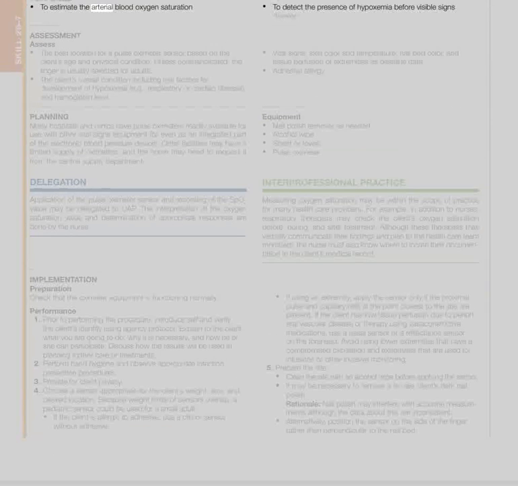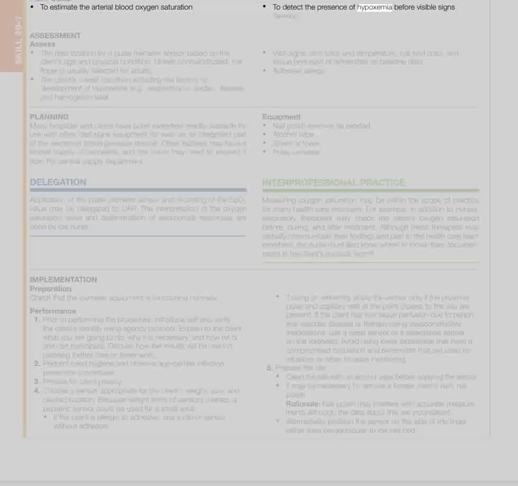Purposes: to estimate the arterial blood oxygen saturation, to detect the presence of hypoxemia before visible signs develop. Assessment. Assess the best location for a pulse oximeter sensor based on the client's age and physical condition. Unless contraindicated, the finger is usually selected for adults. Assess the client's overall condition, including risk factors for development of hypoxemia, for example, respiratory or cardiac disease, and hemoglobin level.